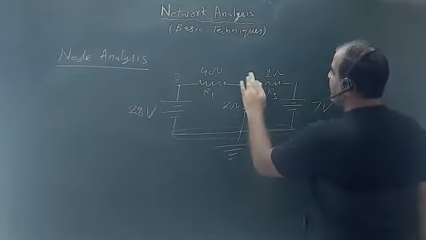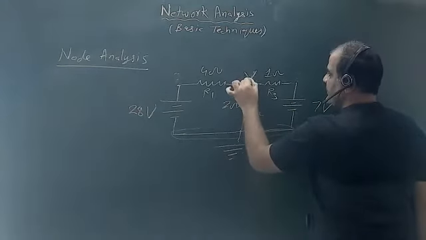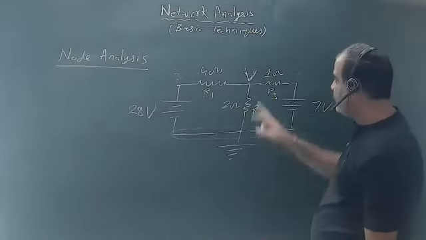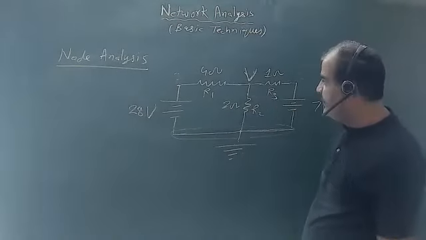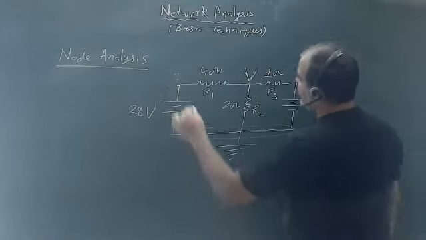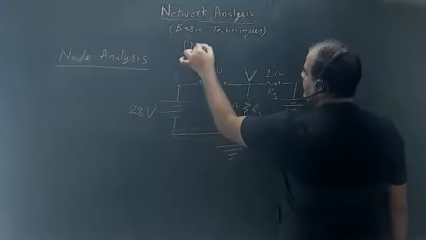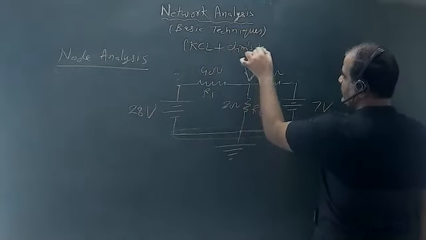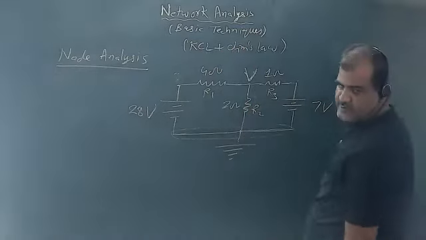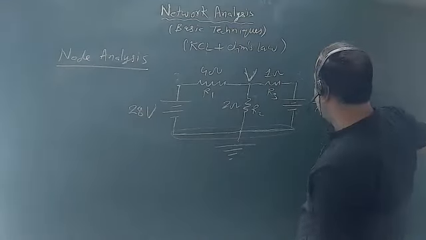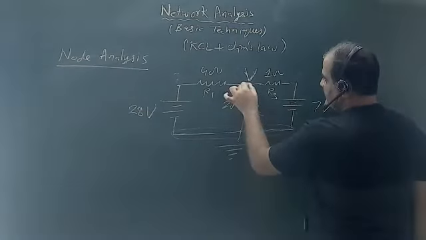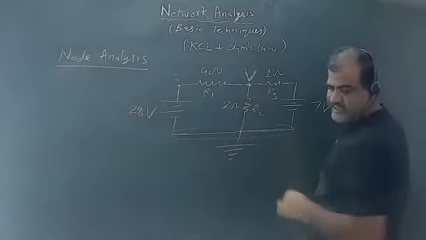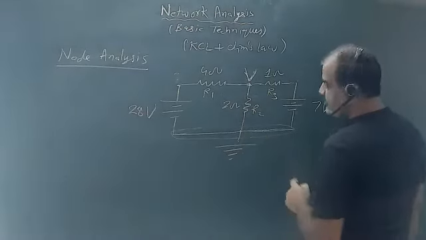So only I require this node B. Say the voltage at this node is V. Now I want to calculate only this voltage. So what is node analysis? Node analysis means KCL plus Ohm's law. You have to apply KCL and apply Ohm's law. Now I have to analyze this node. On this remaining node, I have to apply KCL. So for KCL I need currents.